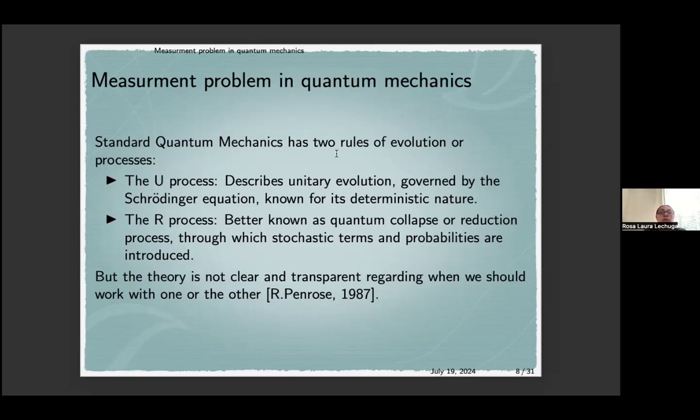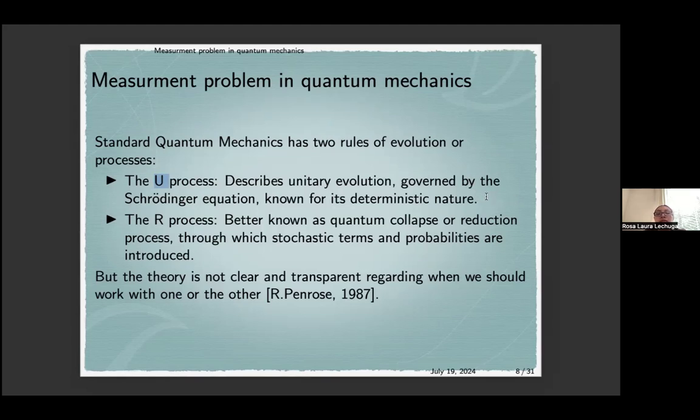And in standard quantum mechanics, as we know, we have two rules for the evolution. One is given by the Schrödinger equation. For instance, if we choose the Schrödinger picture, we describe the evolutions in terms of the Schrödinger equation. And this equation, we know, is a deterministic equation, and the evolution is a unitary evolution. So this process is labeled with this U, which represents the unitary evolution.